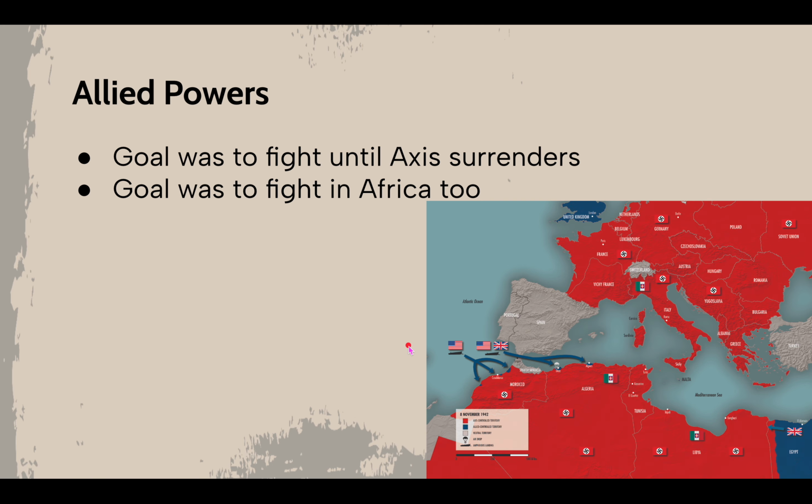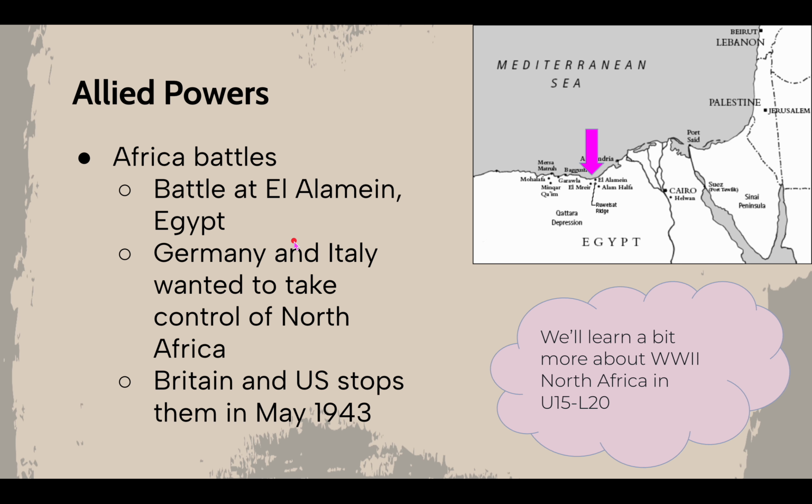All right, so the Allied powers, their goal was to fight until the Axis surrenders. And they also had a goal to fight in Africa as well. So I know we talk a lot about the Pacific or the Japanese side of the war. We talk about the European side of the war, but there's also a third front that does not get talked about very much, and that is the North African side.